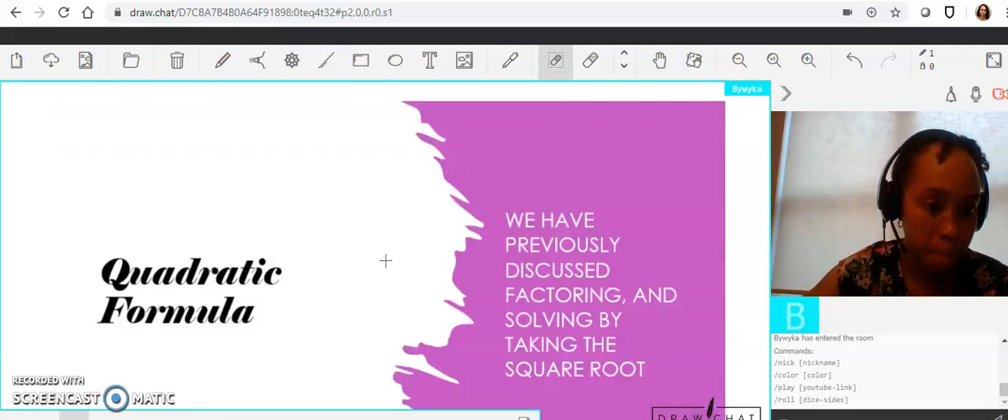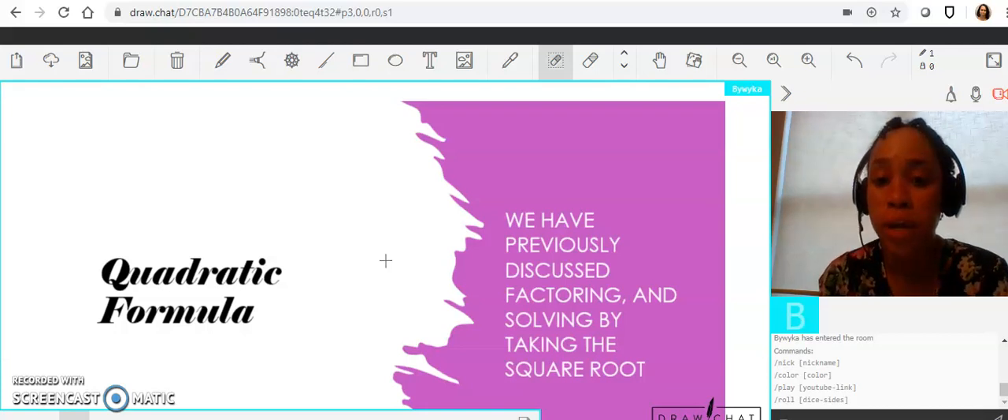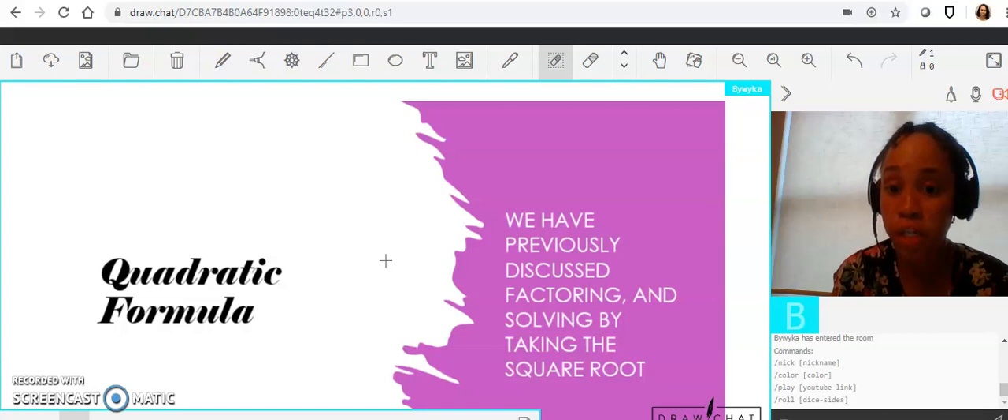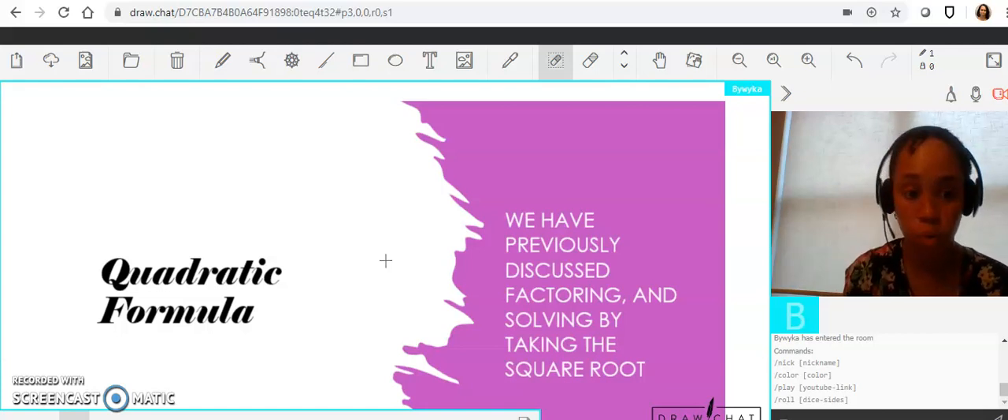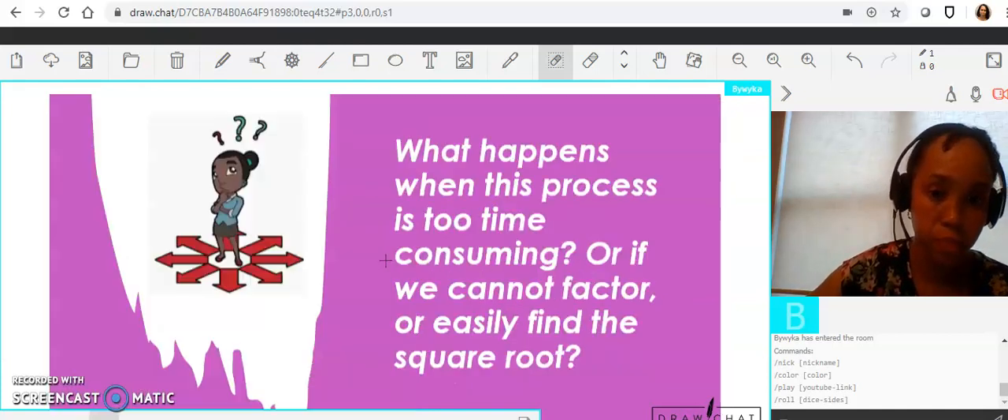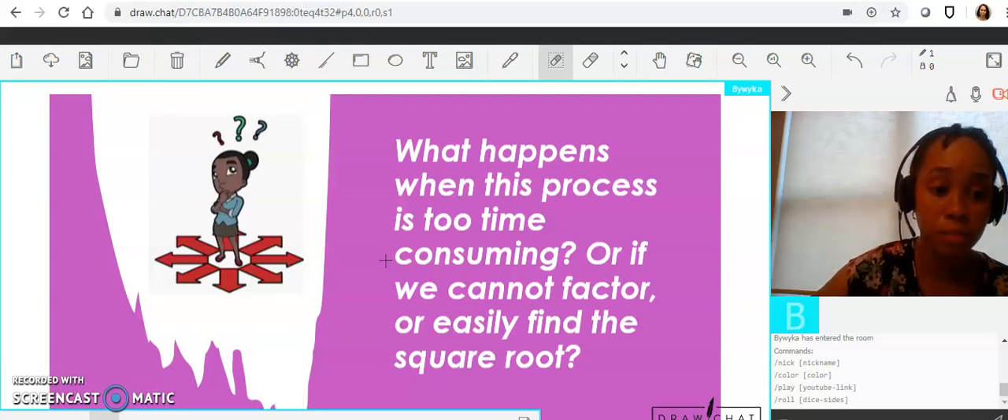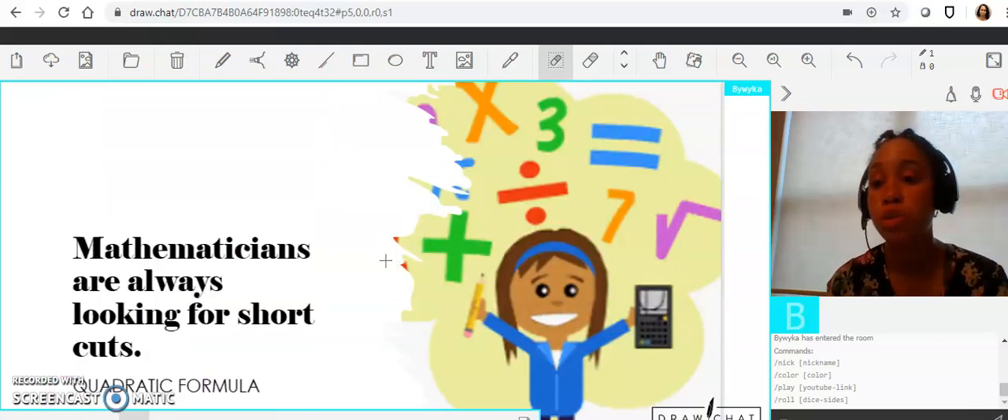All right, so we have previously discussed factoring quadratic equations and also solving quadratic equations by taking the square root. But what happens when this process is too time consuming or we cannot factor easily or easily find the square root? Well, that's when we use the quadratic formula.